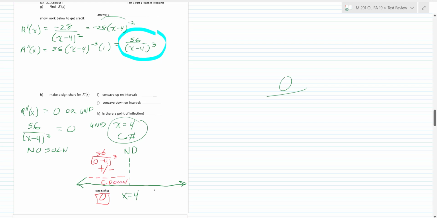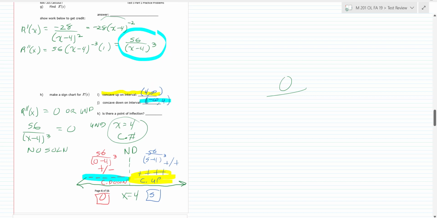Pick a number bigger than 4, like say 5. You're going to have 56 over 5 minus 4 to the third. That's a positive numerator, a positive denominator. That's positive. So that means you're concave up. Okay, so we're ready to write our solution. Concave up is going to be where the second derivative was positive. So that is 4 to infinity. Concave down is going to be negative infinity to 4.